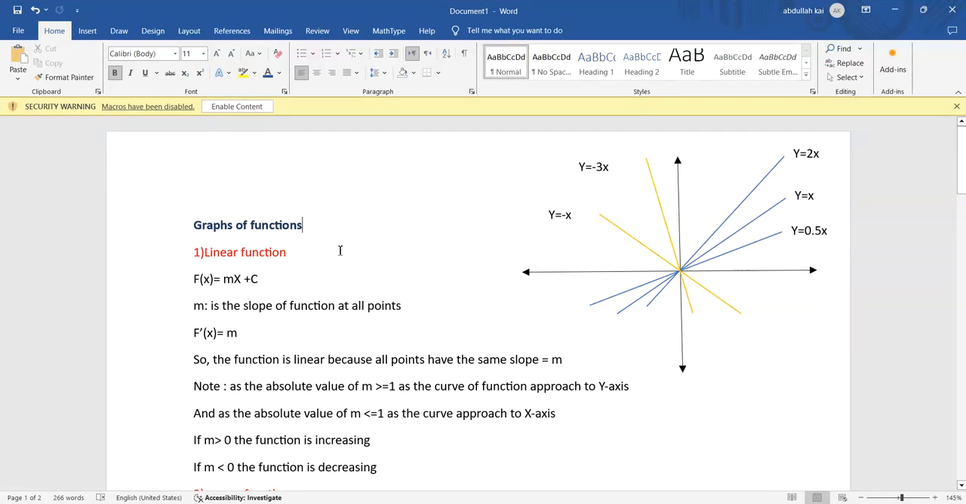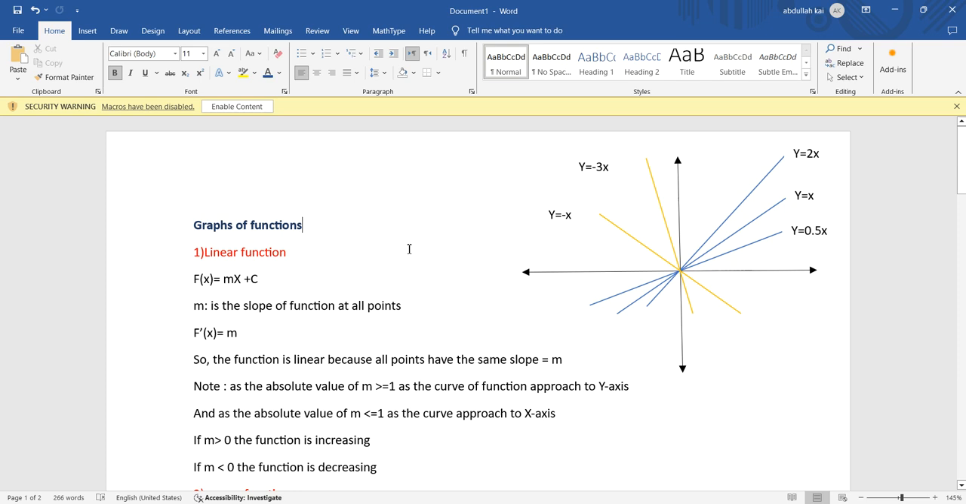Today I'm gonna discuss one of the most important topics in mathematics, graphs of functions. The first function I will discuss is linear function. Linear function f of x equals mx plus c. M, everybody knows, m is the slope of the function at all points.